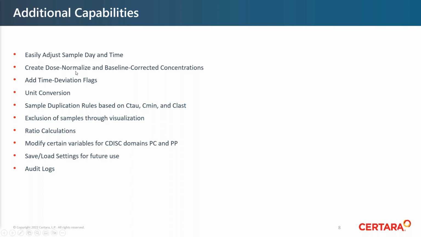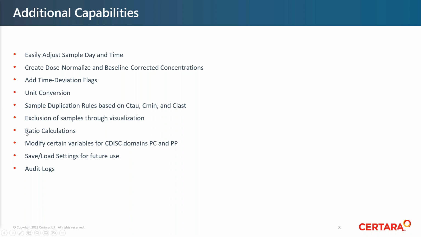We can also create dose normalized and baseline corrected concentrations. We can add time deviation flags, unit conversions. There are additional sample duplication rules we didn't really go over earlier, which can be based off of what you designate for tau, or what Cmin or Clast is based on. There was a visualization. You could use that to exclude samples. It makes it a lot easier to see if you have a data point that's way off from the other ones in the profile.